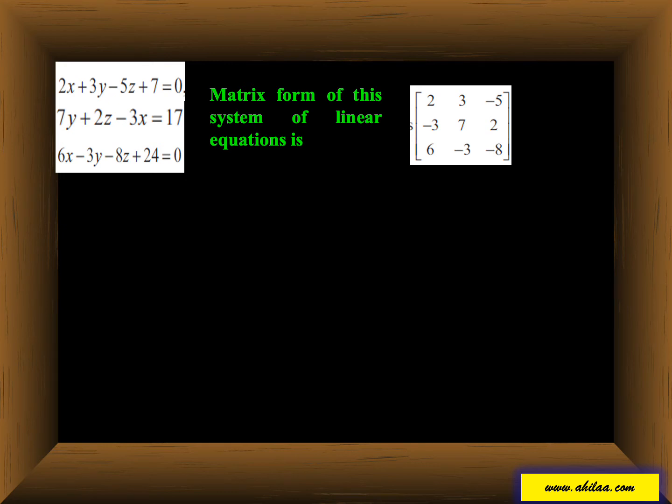So the coefficient matrix is 2, 3, -5, -3, 7, 2, 6, -3, -8. And what are the variables here? x, y, z. We make that a column matrix x, y, z, which is equal to the right hand side values. From the first equation, 7 goes to the right side, so -7. Second equation, 17 is on the right hand side only, so it is 17. Third equation, 24 goes to the right hand side, so it is -24. Understood?